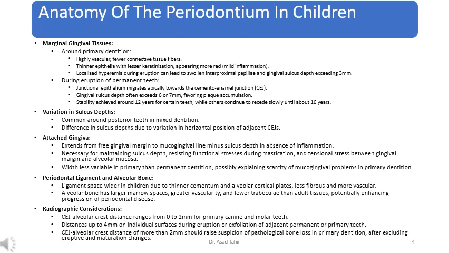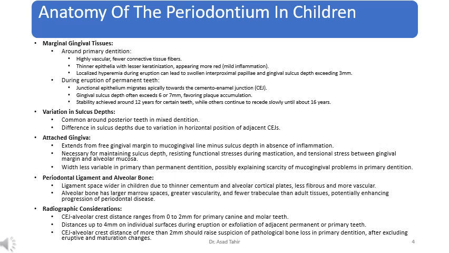Anatomy of the periodontium in children, marginal gingival tissues. Around primary dentition. Highly vascular, fewer connective tissue fibers. Thinner epithelia with lesser keratinization, appearing more red, mild inflammation. Localized hyperemia during eruption can lead to swollen proximal papillae and gingival sulcus depth exceeding 3 mm.